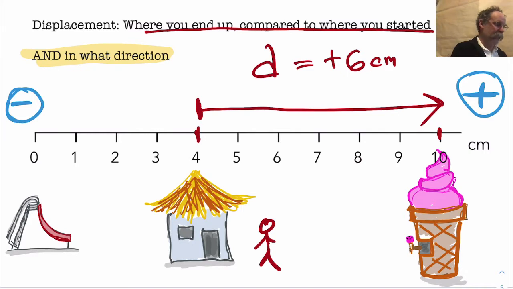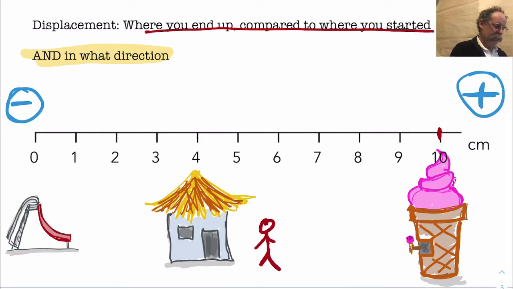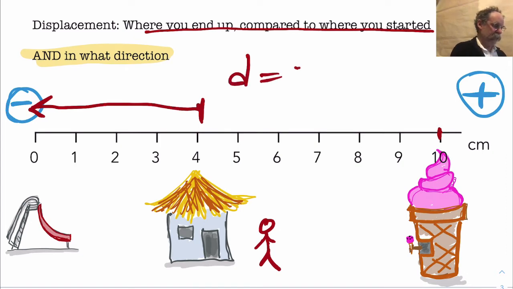Okay, let's try another one. Let's suppose that she starts at her house and she goes to the playground. How far away did she end up from where she started? 4 centimeters. In what direction? The negative direction. The displacement here is negative 4 centimeters.